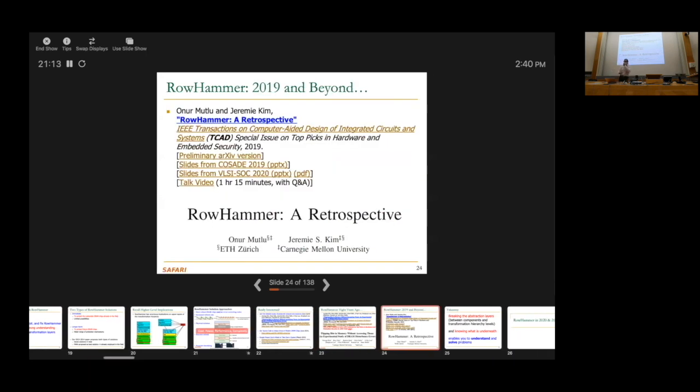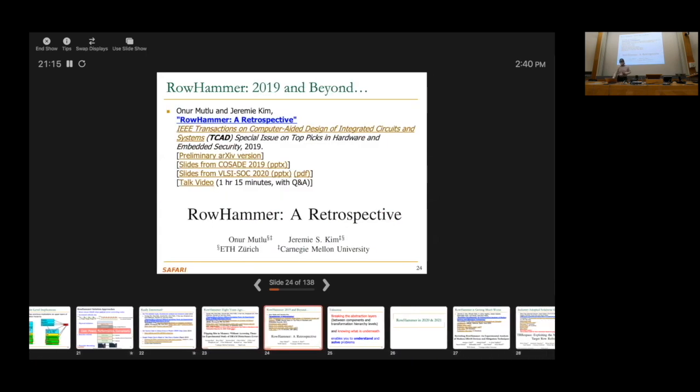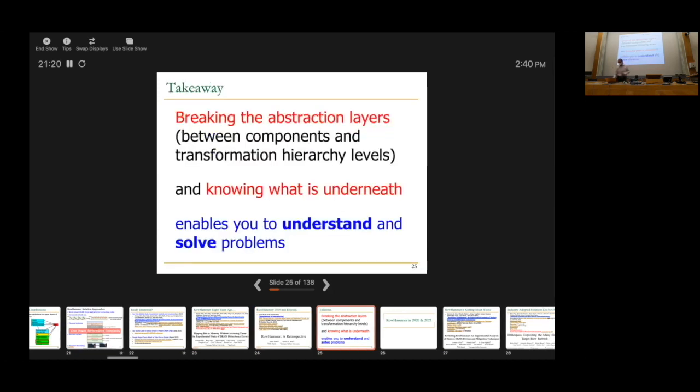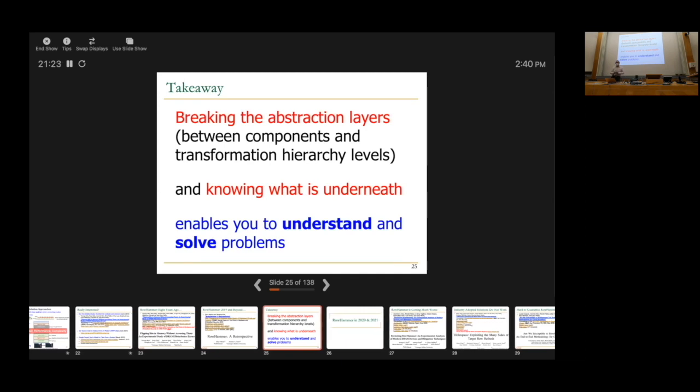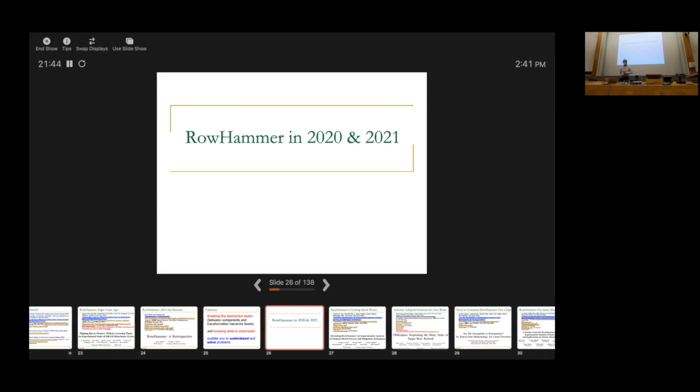And if you really want to understand across the stack, this is a retrospective paper that we were invited to write a couple of years ago with my PhD student, and you can read that as well if you're interested. But the major takeaway here is breaking the abstraction layers between components and transformation hierarchy levels, and knowing what's going on underneath enables you to understand and solve problems. Basically, we cannot easily understand RowHammer if you don't know what's happening, and we cannot easily solve it if you don't know how to solve it. You can see that there are a lot of solution directions. But the trade-off analysis requires actually a lot more understanding.